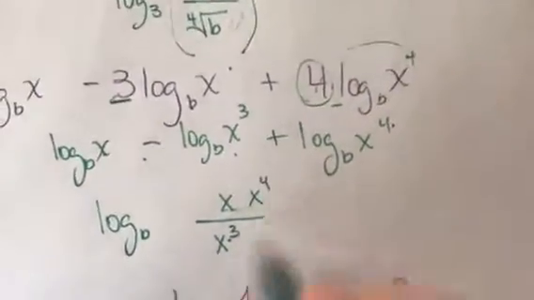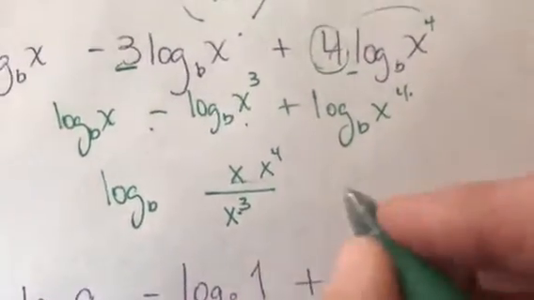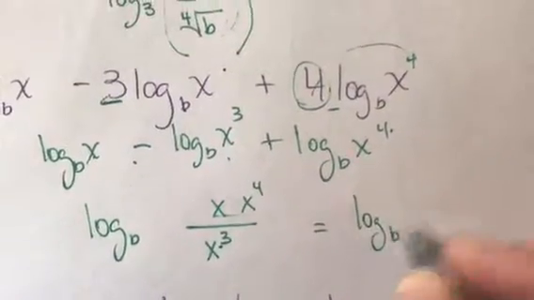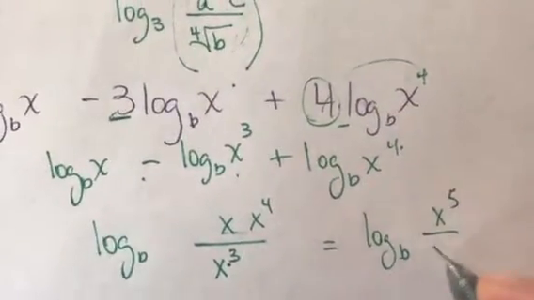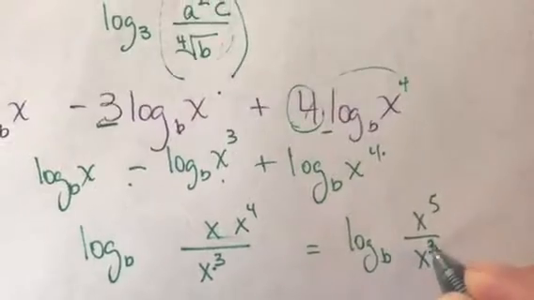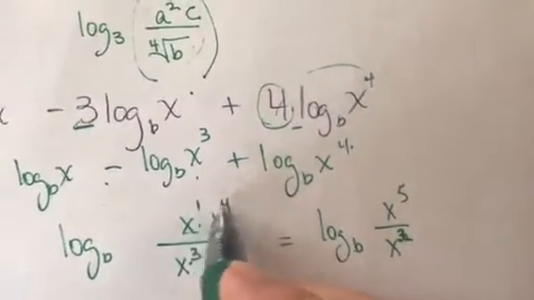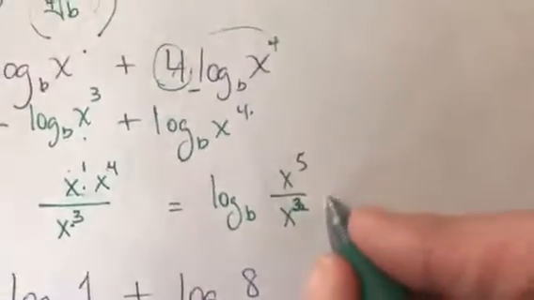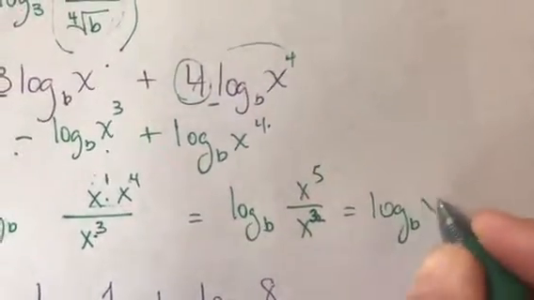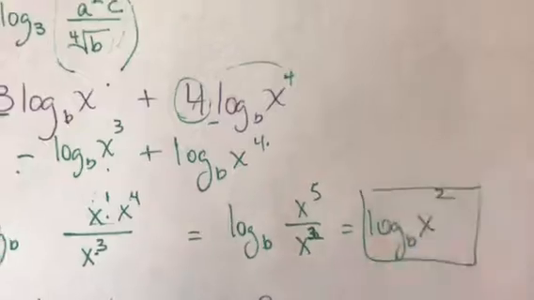I've got x's all over the place, so you need to simplify. Realize that this is x to the 5th over x squared, over x cubed. I'm already doing the answer in my head, because remember, when you multiply, you add your exponents. So your final answer should be log base b of x squared. That's a good problem. It's simplified a little bit more.